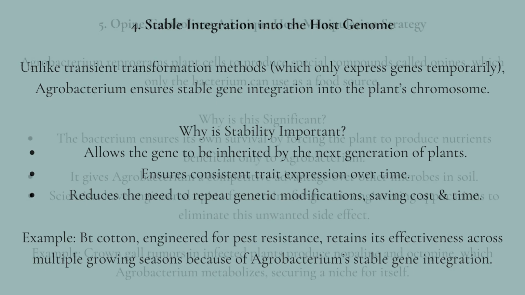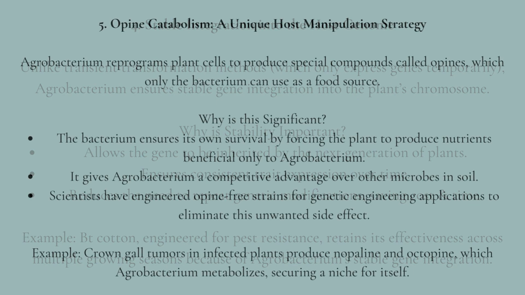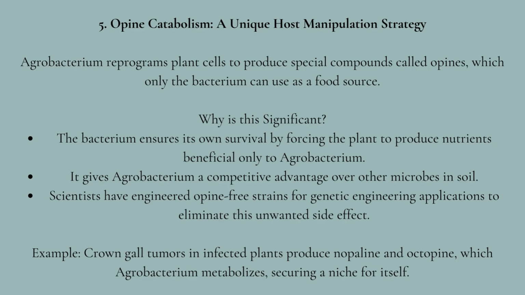Fifth one would be opine catabolism. Agrobacterium tricks plant cells into producing opines, which are nutrients that only the bacterium can utilize. This is significant because it ensures Agrobacterium's survival by making the plant produce excessive nutrients. It gives Agrobacterium a competitive edge over other soil microbes, as discussed before. Scientists have developed opine-free strains for genetic engineering to avoid this side effect. As an example, crown gall tumors in infected plants produce nopaline and octopine, which Agrobacterium metabolizes, securing its dominance.